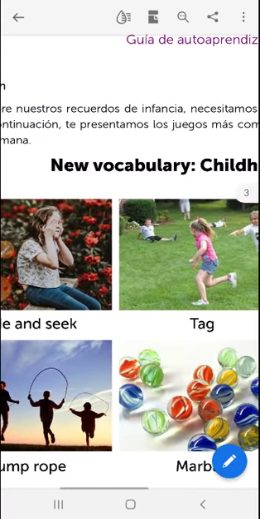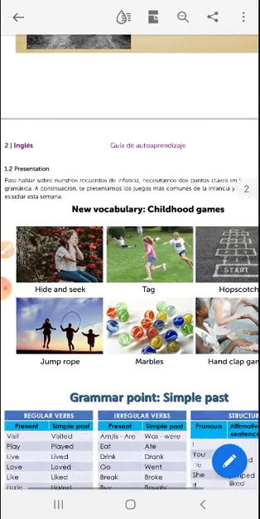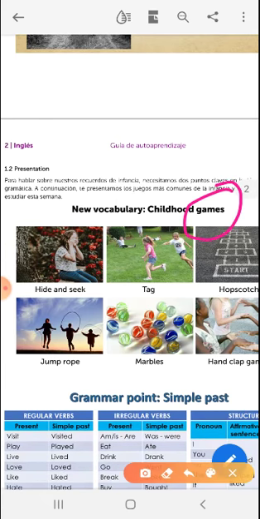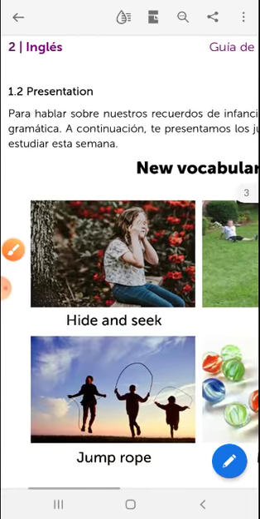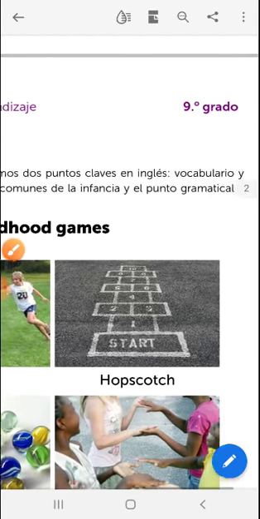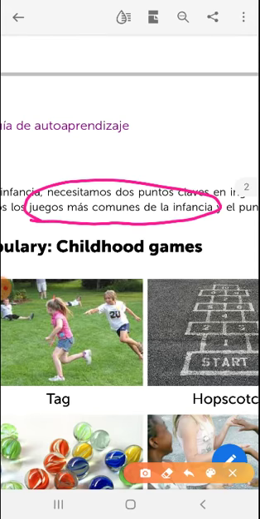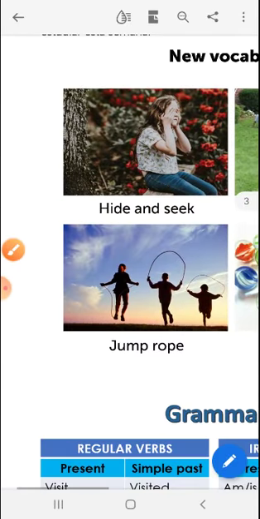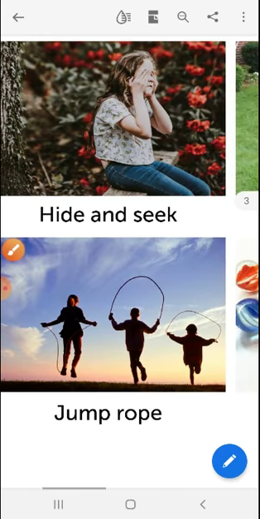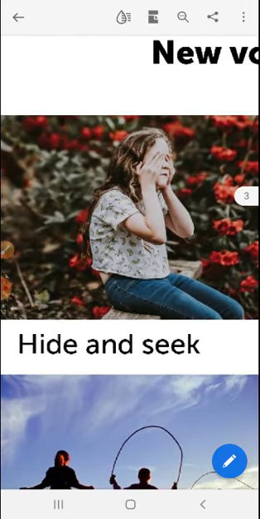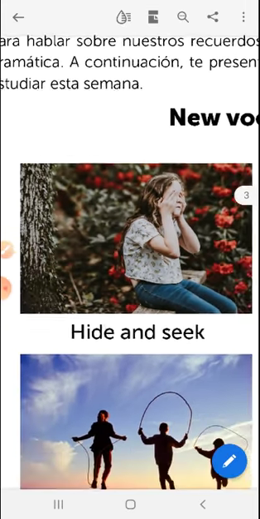So, these ones in the pictures are the childhood games. These are the childhood games, okay? Listen and repeat. Hide and seek.